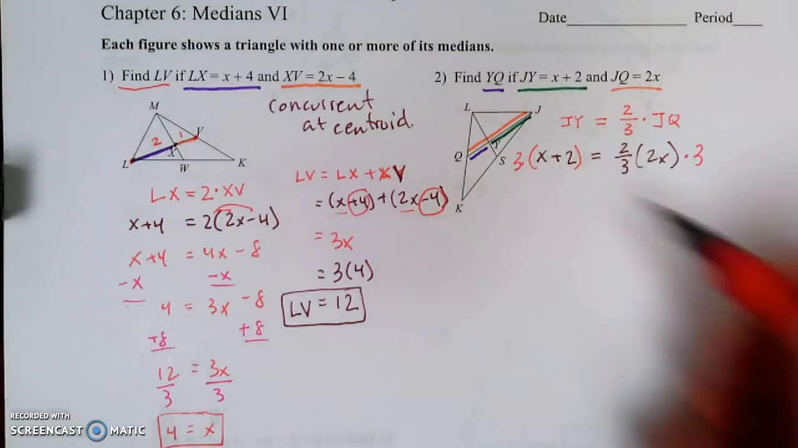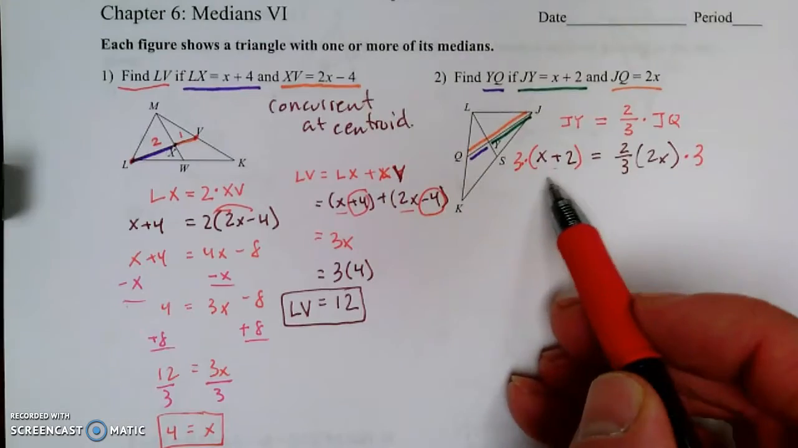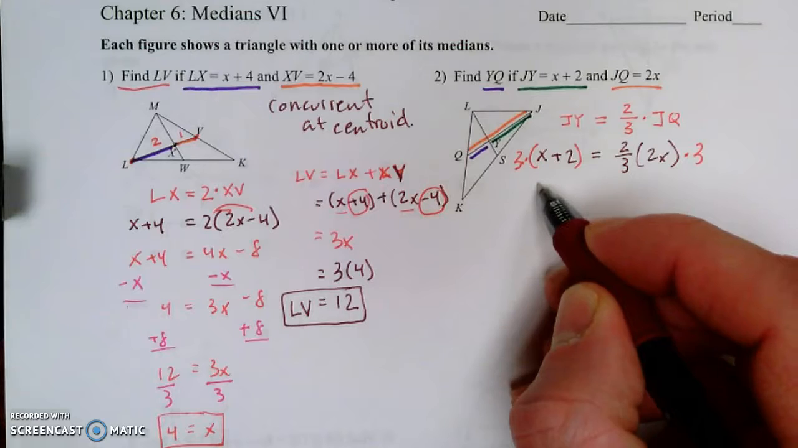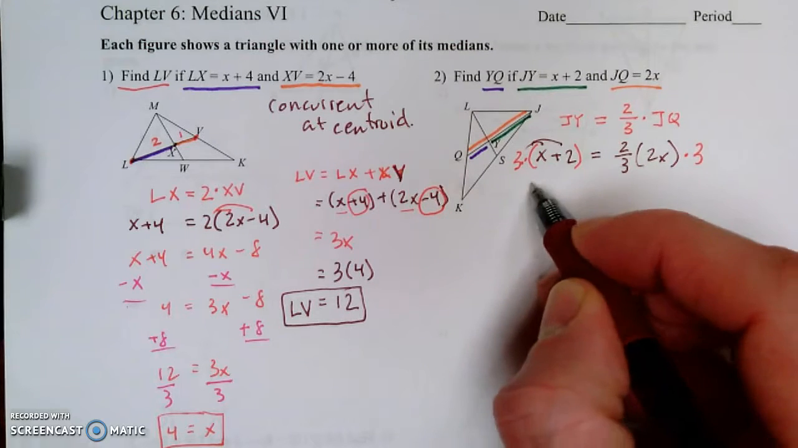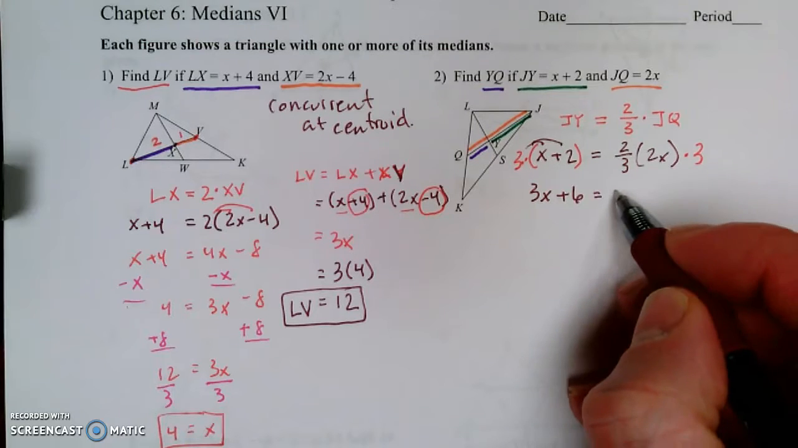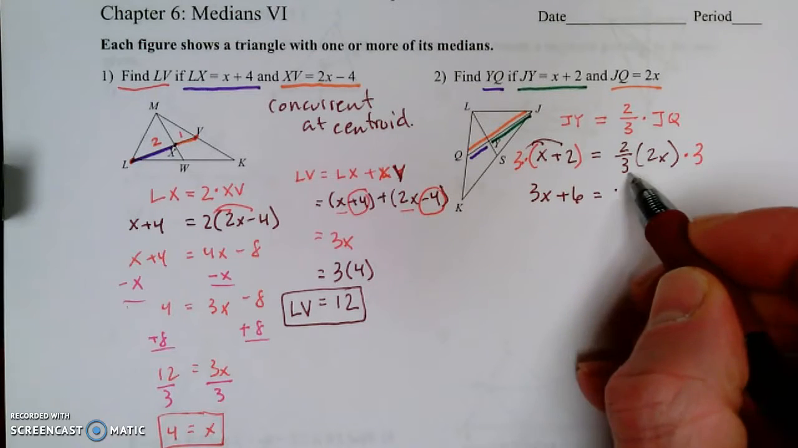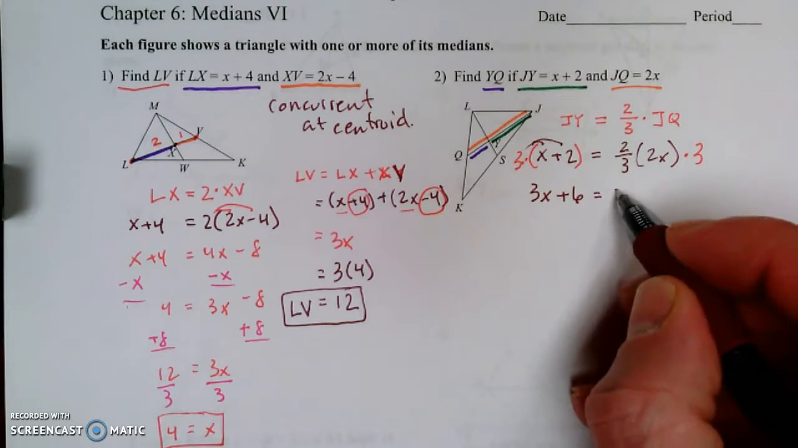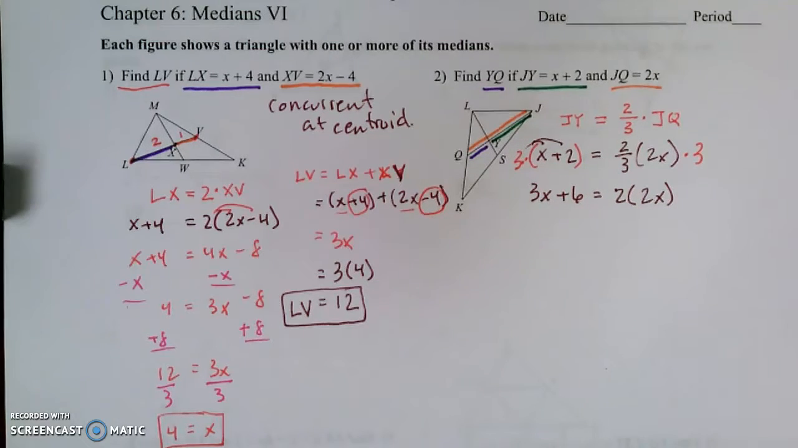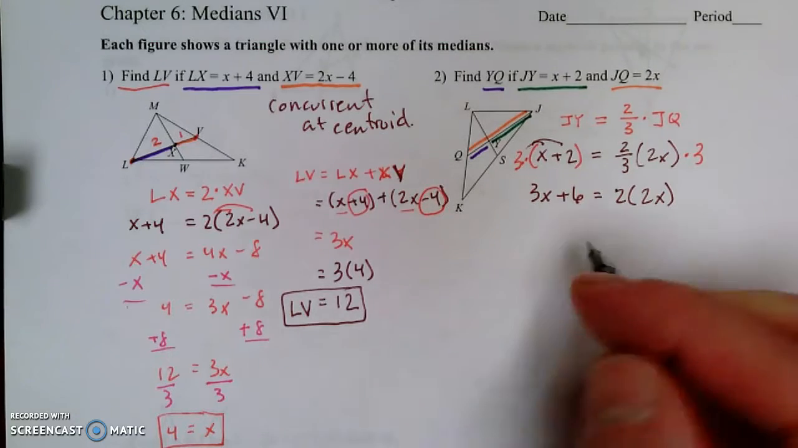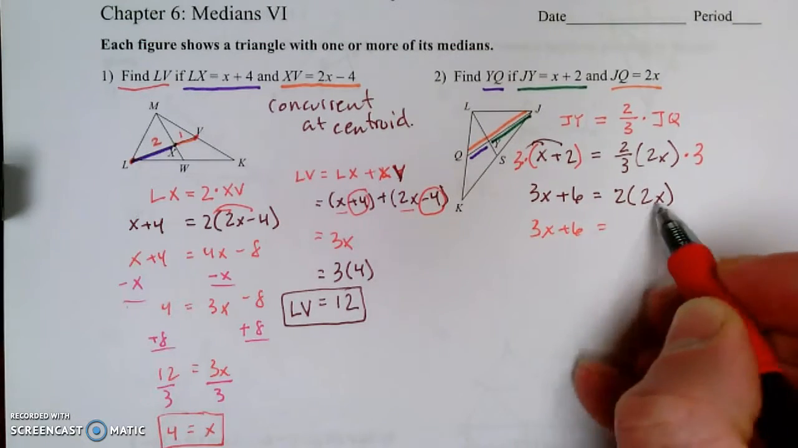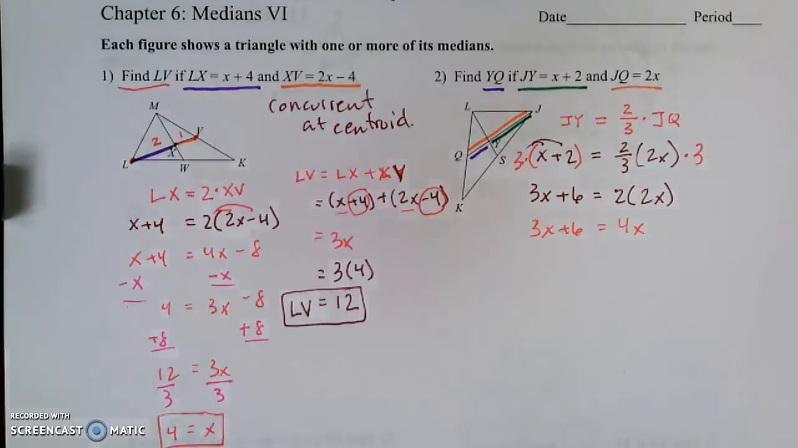Make sure when you're multiplying by 3, you put your parentheses around this because you're multiplying everything in here by 3. So this is going to give us, using our distributive property, 3x plus 6. And the multiply by 3 just cancels out this divide by 3, and you get 2 times 2x. And let's see, we'll multiply that out. We get 3x plus 6 equals 2 times 2x, 4x.